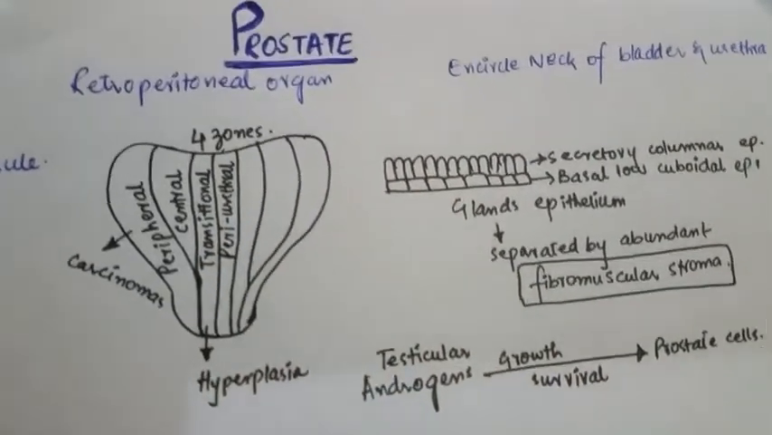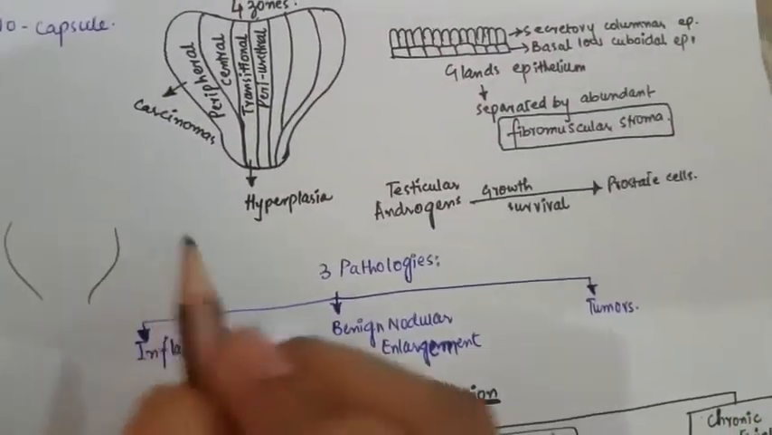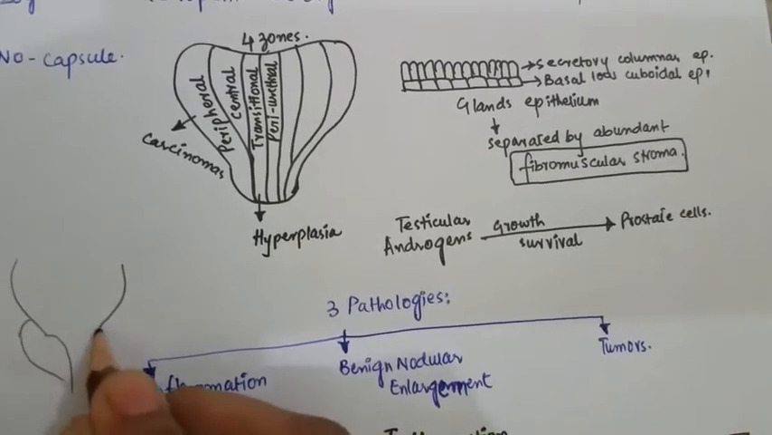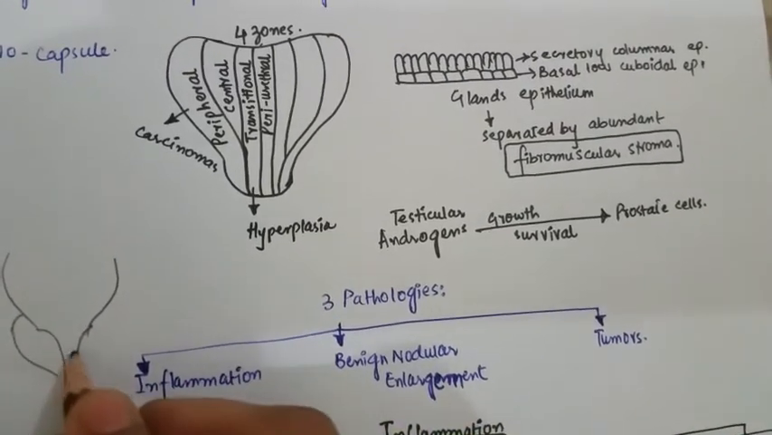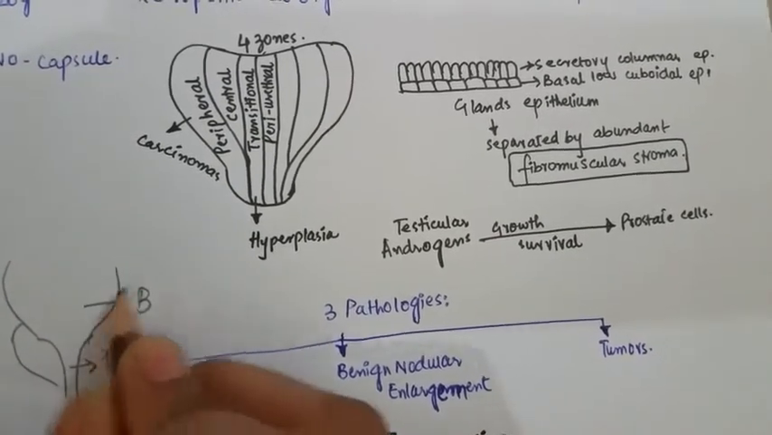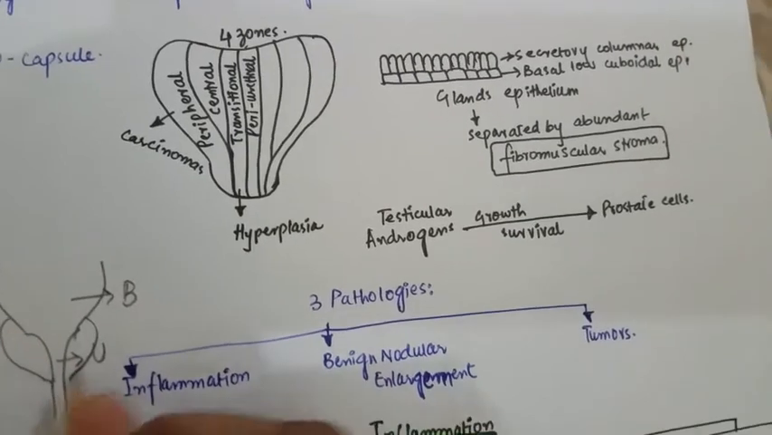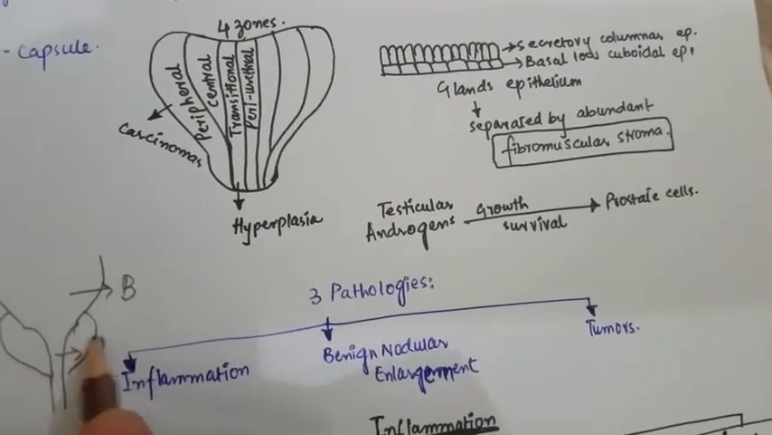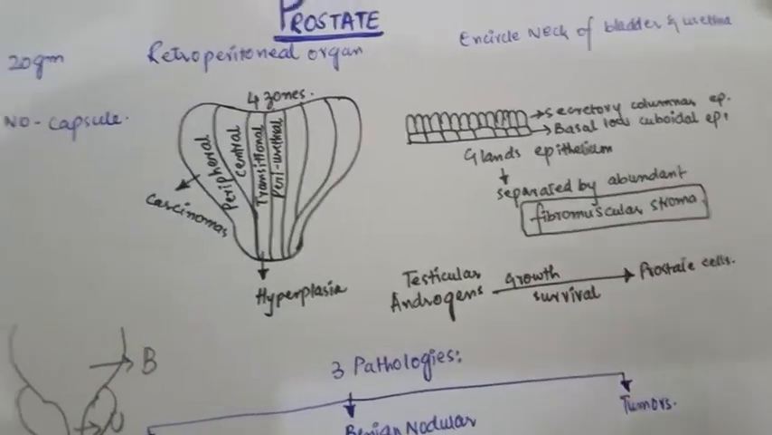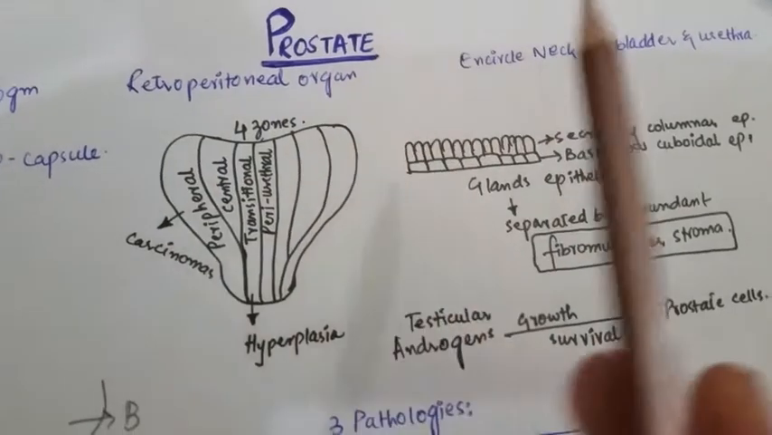For example, this is the bladder and this is the urethra. This is the urethra, this is the bladder, and the prostate is surrounding the urethra like this. Now come to its zones. It has got no capsule. The prostate has got no capsule.